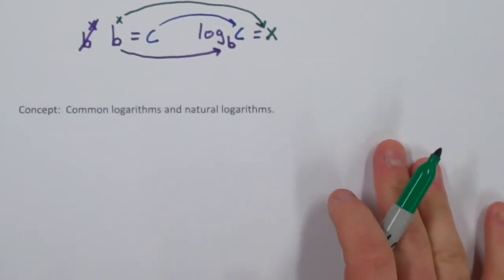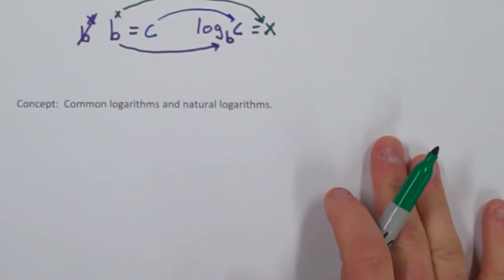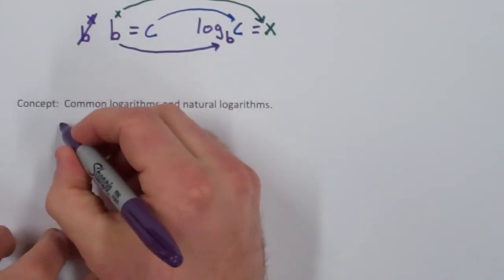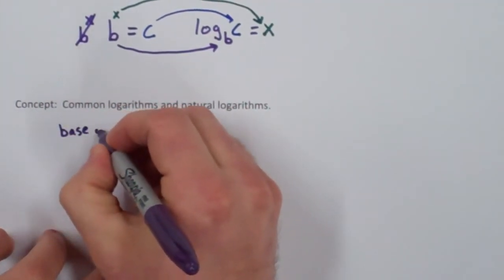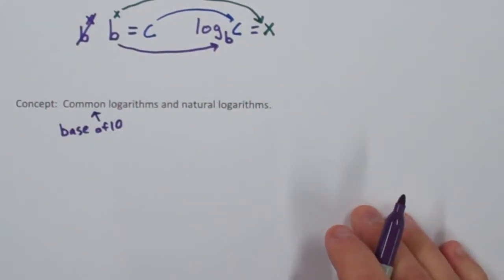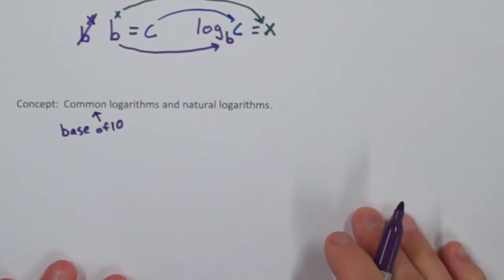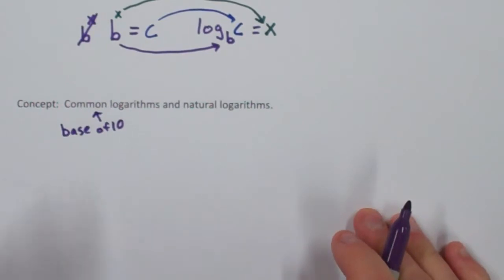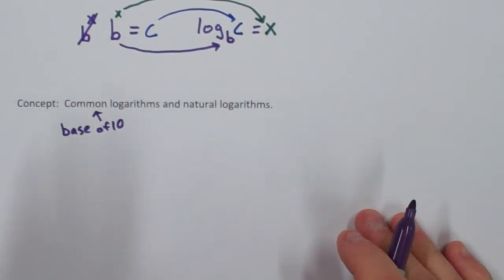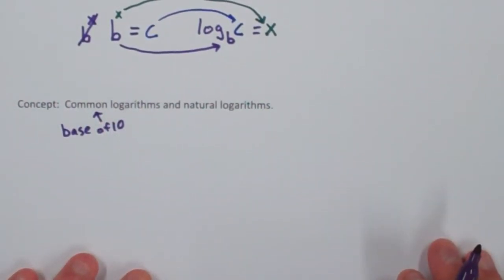Let's talk about common logarithms and natural logarithms. So this is just a vocabulary item, and a common logarithm has a base of 10. That's what the word common means. It's common because that's what our number base system is in. It's in 10, so we count 0, 1, 2, 3, 4, 5, 6, 7, 8, 9, and then instead of having a new character for 10, we write a 1 and a 0. So we have a base 10 number system, which is why it's common.